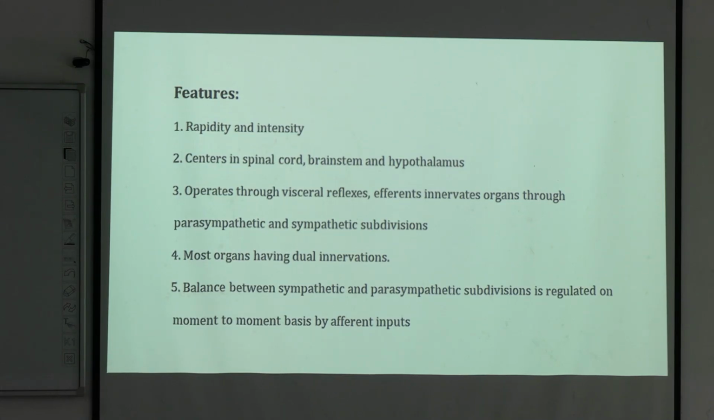Your urinary bladder, your heart, your gastrointestinal tract, everyone has dual supply, both sympathetic and parasympathetic supply, right? And definitely there is a balance between the sympathetic and parasympathetic subdivisions, which is regulated on a moment to moment basis by afferent signals. So, balance is important.